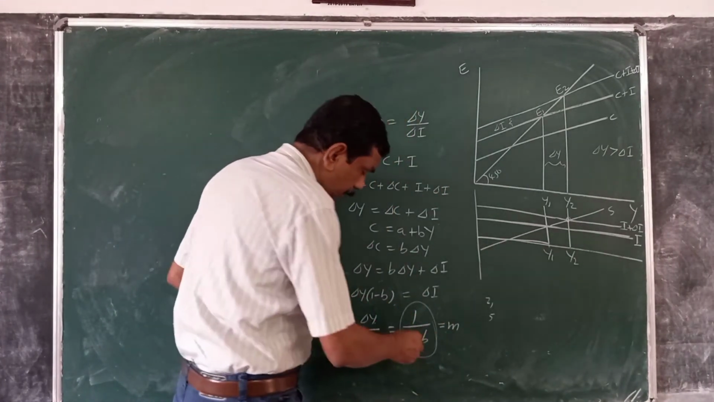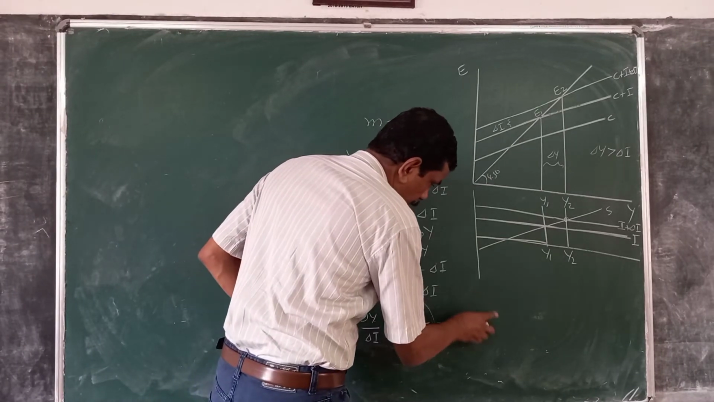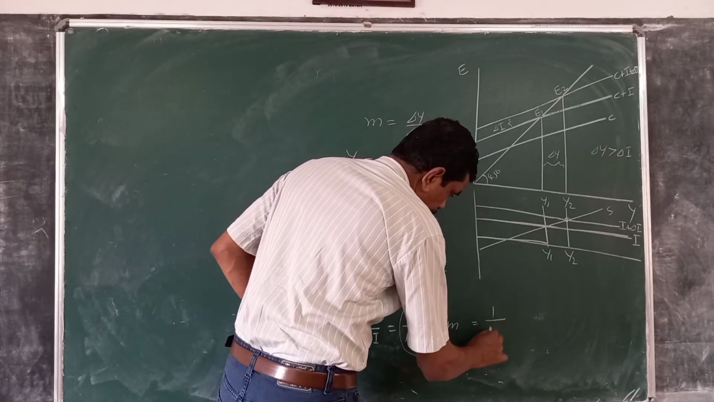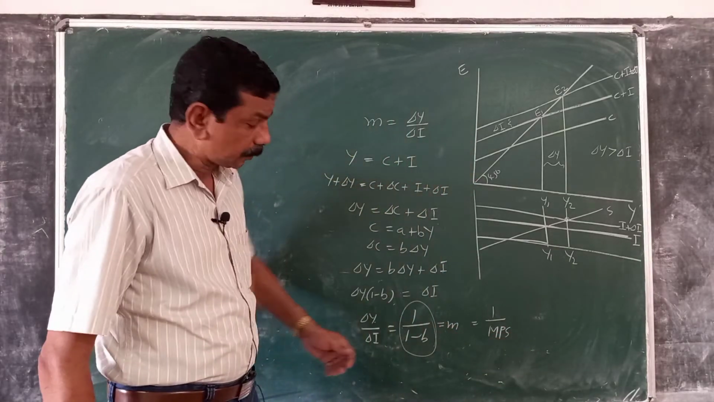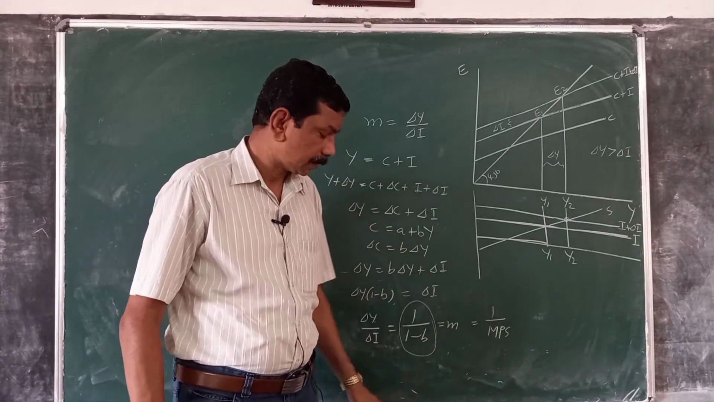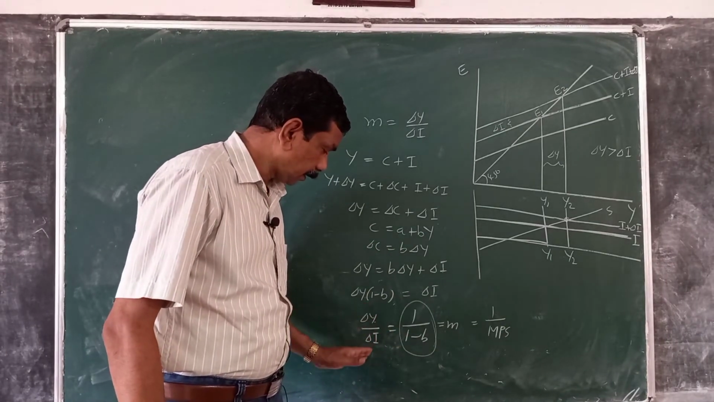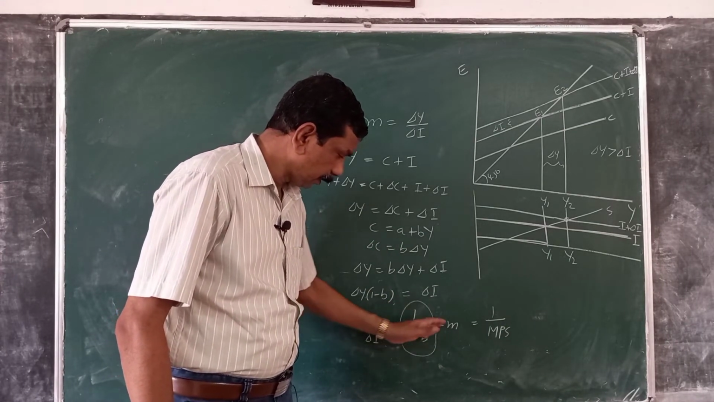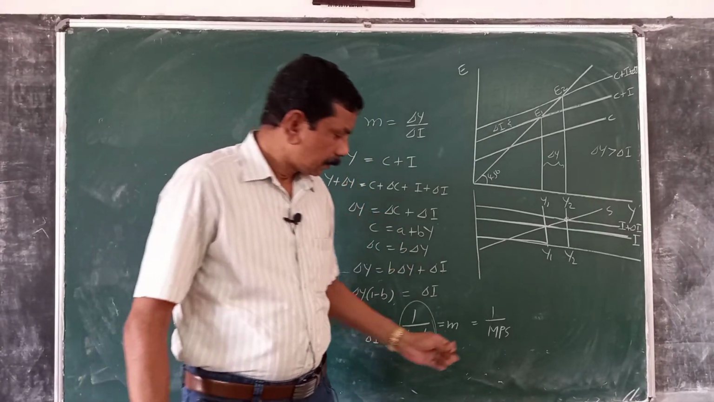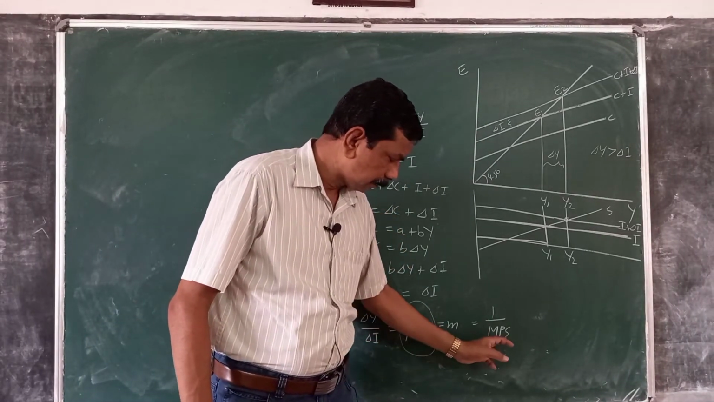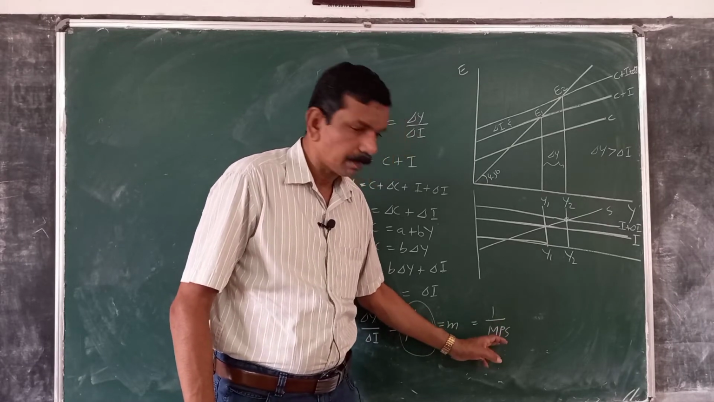Since 1 minus b is MPS, we can also write the multiplier as 1 by MPS. Delta Y by delta I is equal to 1 by 1 minus b, also equal to 1 by MPS. So, if MPC is 0.8, MPS is 0.2, so 1 by 0.2 is 5.